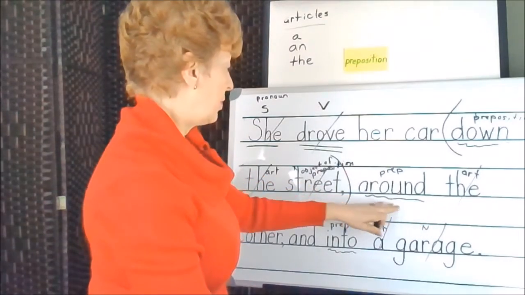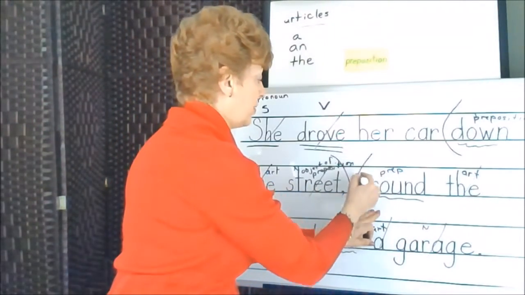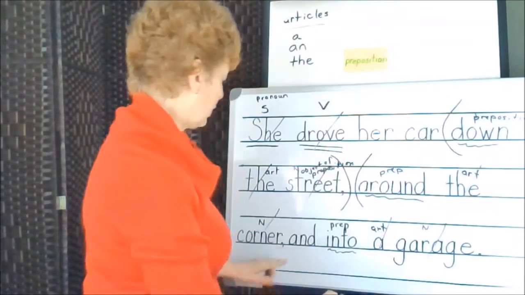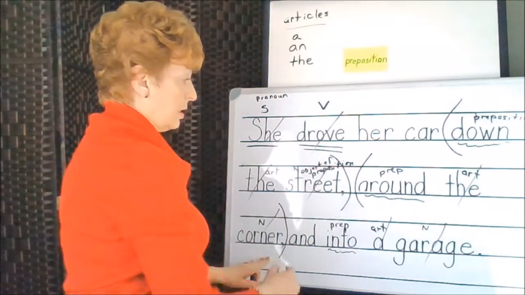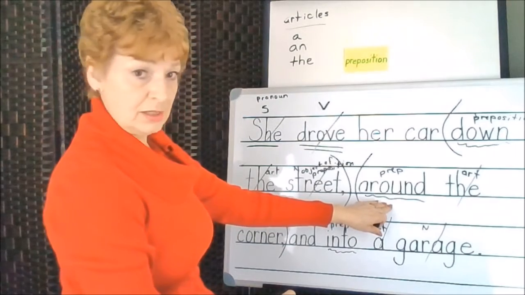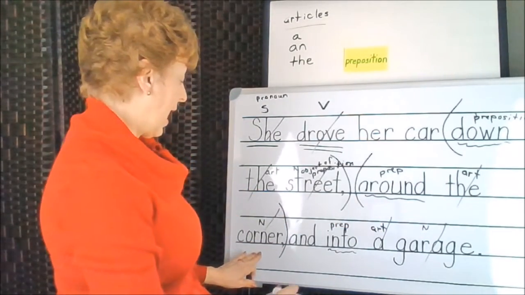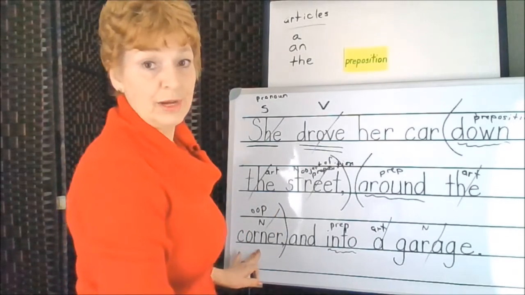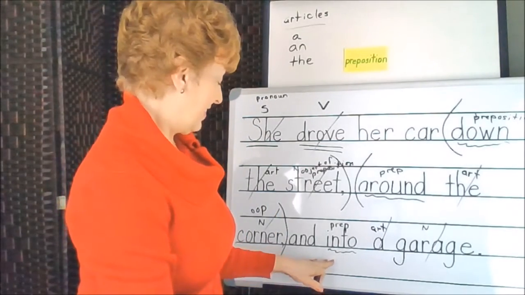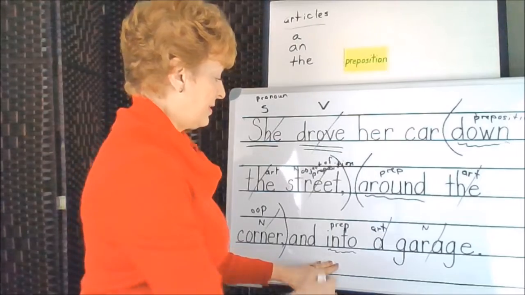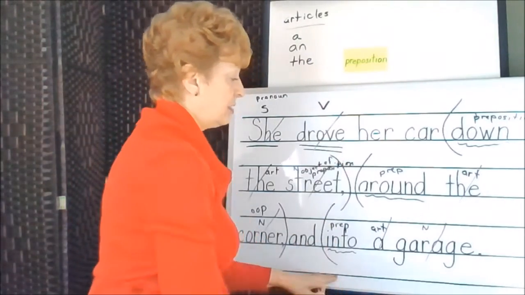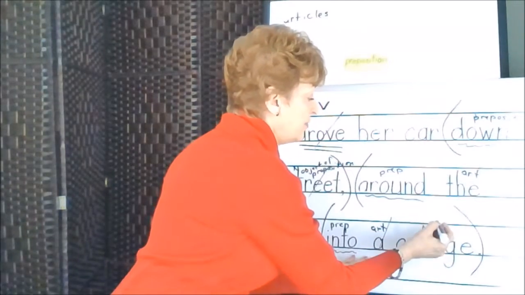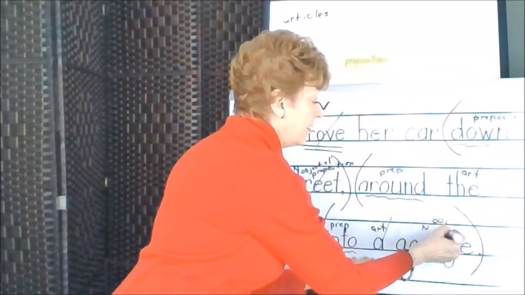Okay, so here's the next one, starting with around, the positional word. Around the corner starts with a preposition, ends with an object of a preposition, or an OOP. And the last prepositional phrase starts with the preposition into and ends with a noun, garage, that's functioning as the object of a preposition.